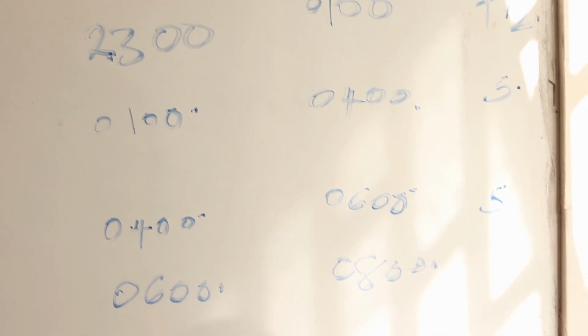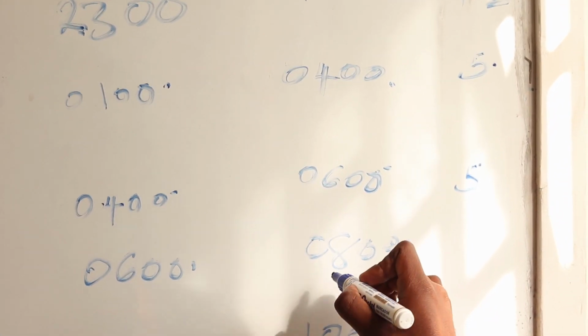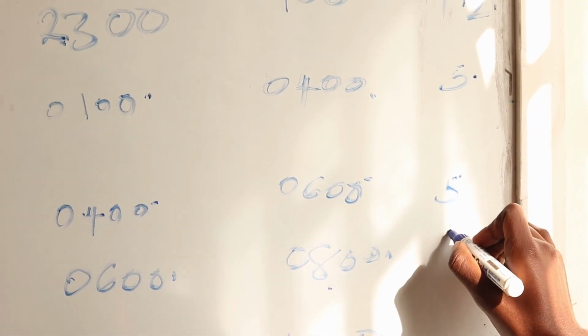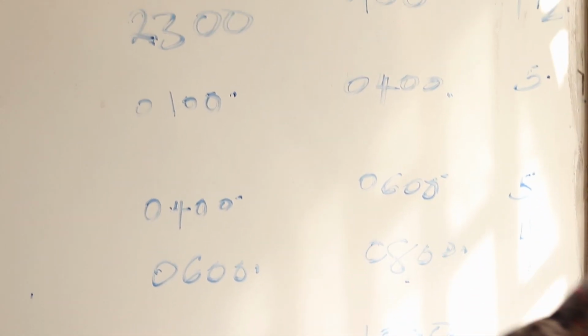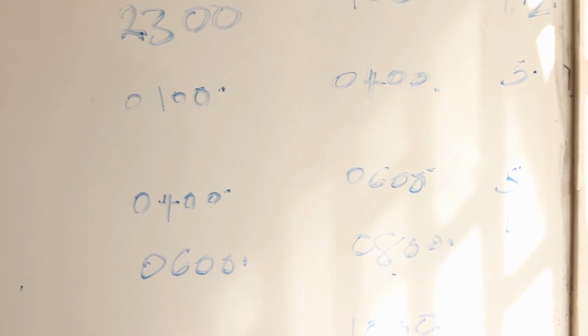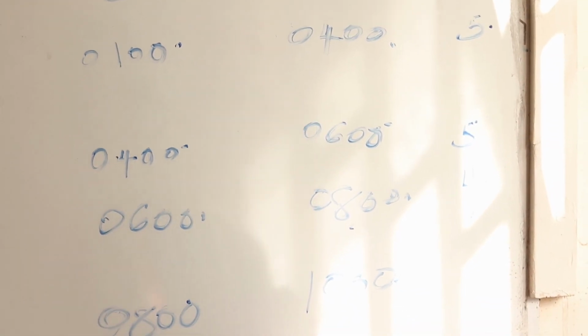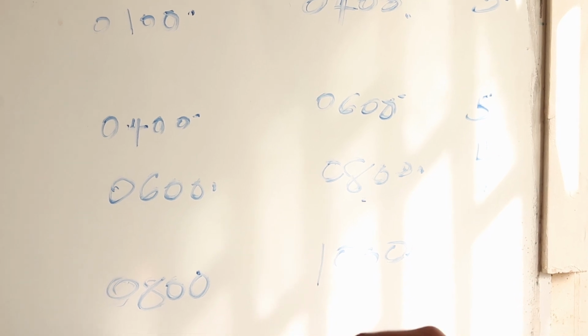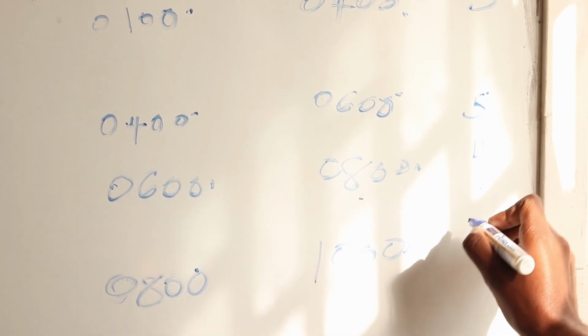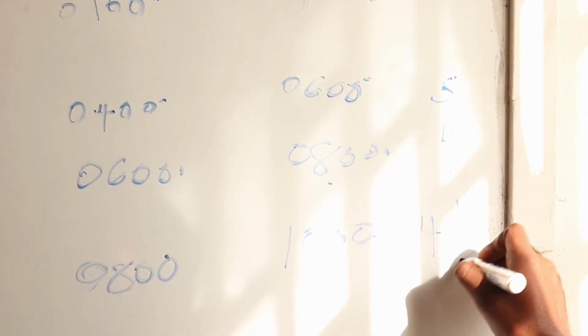And then the 14th machine broke down at 4 a.m. in the morning and it was repaired at 8. So it took 4 hours. And then the last machine broke down at 5:30 hours and it was repaired at 10:00 hours. So it took a total of 4.5 hours for it to be repaired.